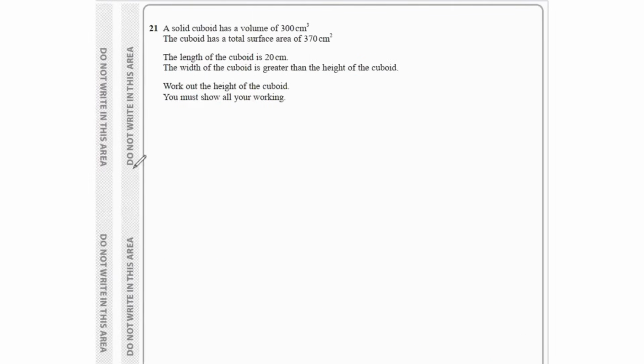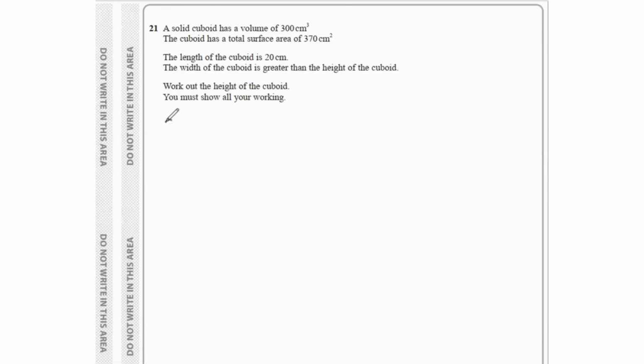Question 21 says a solid cuboid has a volume of 300 centimeters cubed. The cuboid has a total surface area of 370 centimeters squared. The length of the cuboid is 20 centimeters. The width of the cuboid is greater than the height of the cuboid. Work out the height of the cuboid.